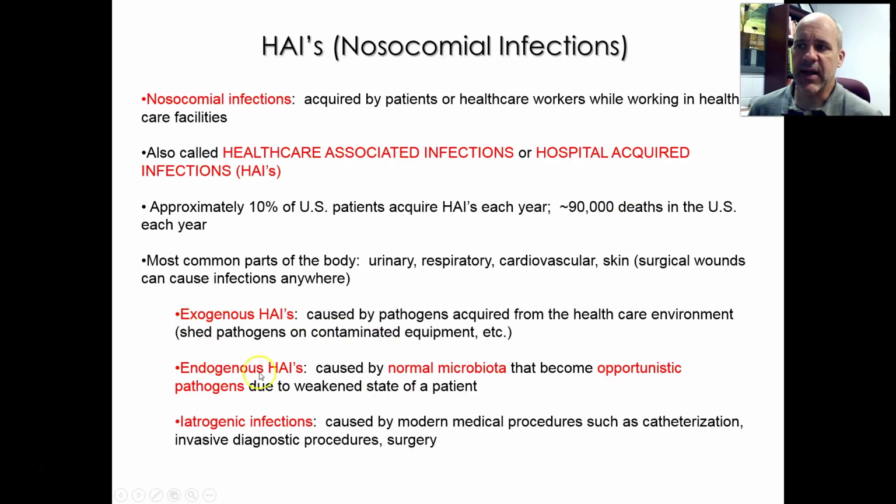All right, HAIs can be classified as exogenous or endogenous. Exogenous means that they have come from outside the body. So you have acquired the pathogens from the healthcare environment. They may have been on equipment. A healthcare worker may have been a passive carrier, like we talked about in an earlier video clip. An endogenous HAI is going to be caused by the patient's own normal microbiota. So let's say some bacteria from fecal matter got transferred into the urethra when a Foley catheter was inserted, and then that causes a urinary tract infection. That's an example of an opportunistic infection.